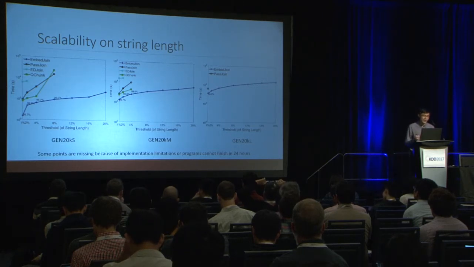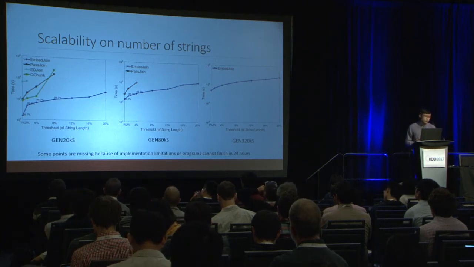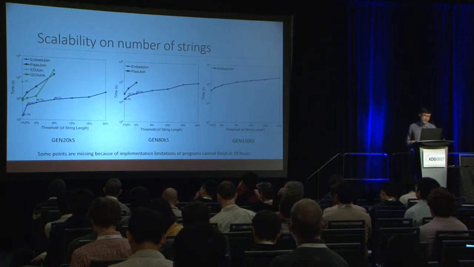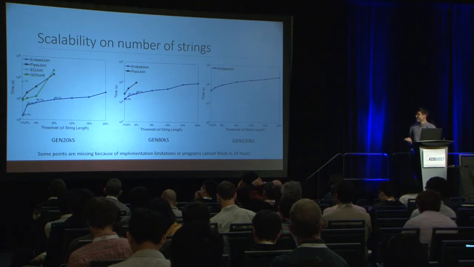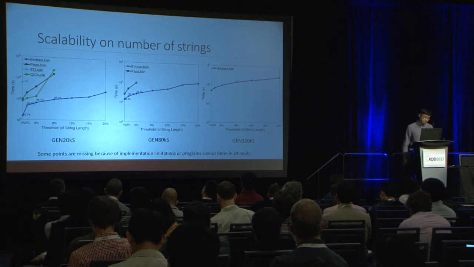outputs or memory leaks. So the next one is the scalability on the number of strings. We change the number of strings from 20,000 strings to 320,000 strings. And we also change the threshold from 1% to 20% of the string length. I think the result is similar. Our algorithm obviously outperforms the others. And in the last data set, only our algorithm has a point.